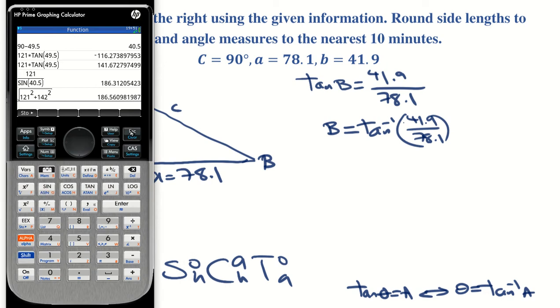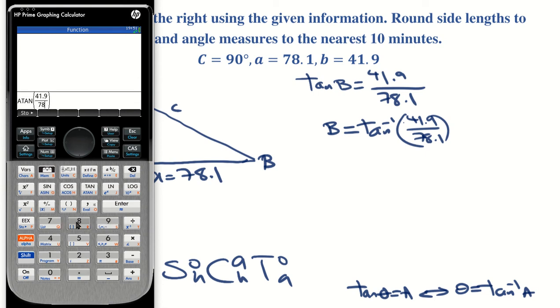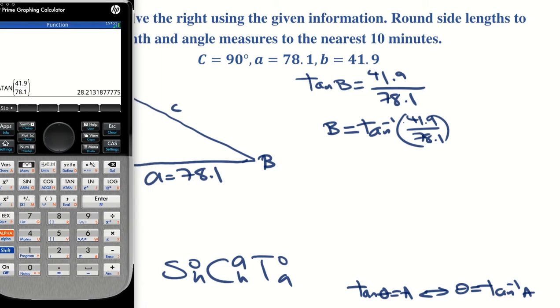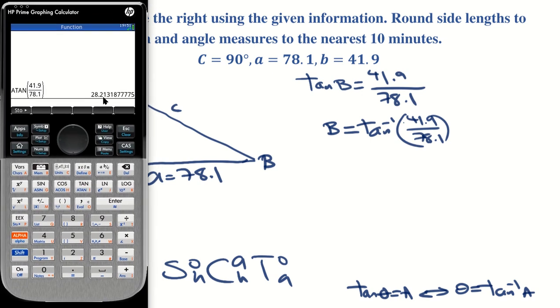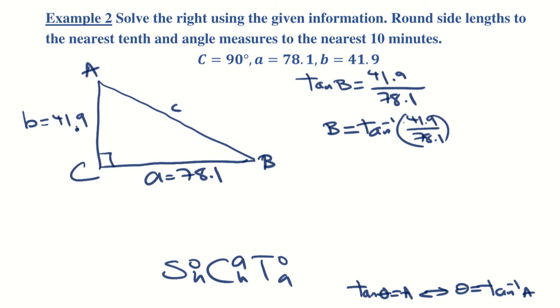All right, let's clean this up a little bit. So we get shift tangent, the arctangent or inverse tangent of 41.9 divided by 78.1. All right, so we have 28.2, so approximately 28.2 degrees. But remember, we want to write the angles to the nearest 10 minutes.